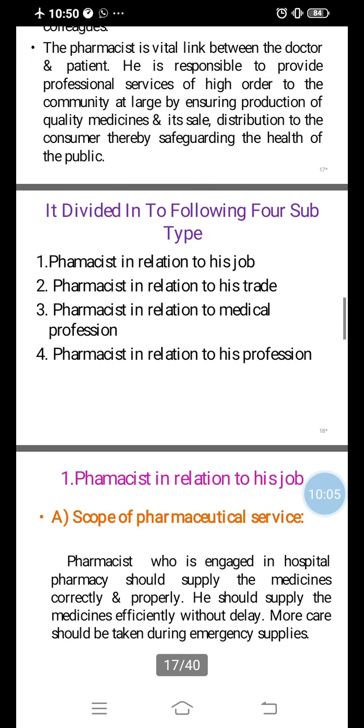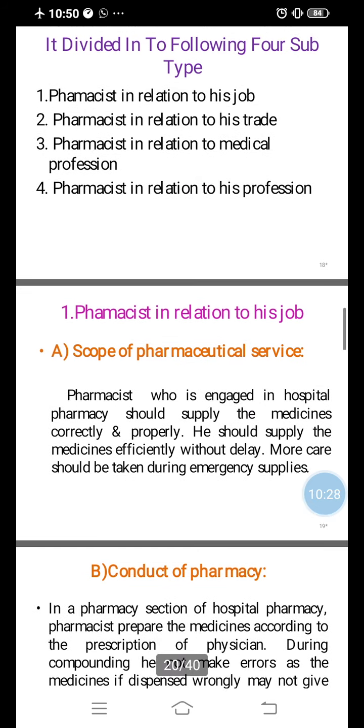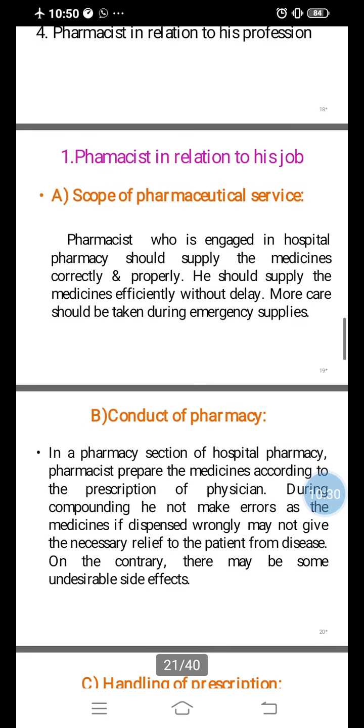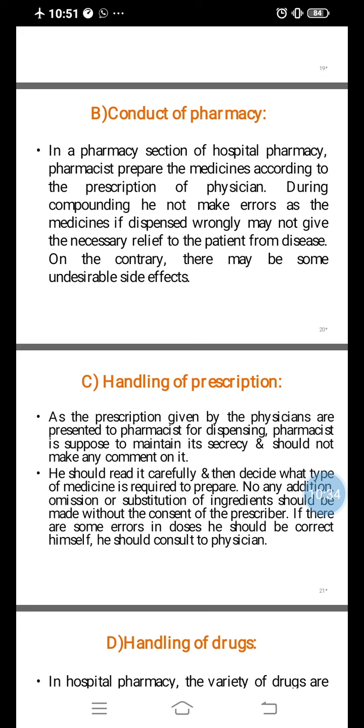Then you will see the subtypes of the division. First, pharmacist in relation to job, pharmacist in relation to trade, pharmacist in relation to medical profession, pharmacist in relation to his profession. And today I will start with the first point, that is pharmacist in relation to job. In that, scope of pharmaceutical services, conduct of pharmacy, and handling of prescription.